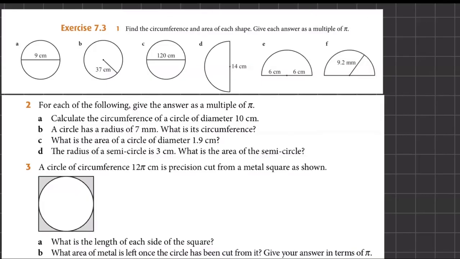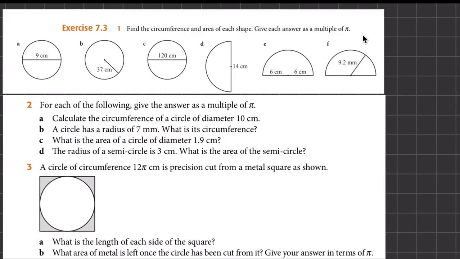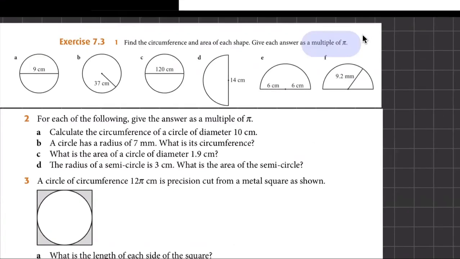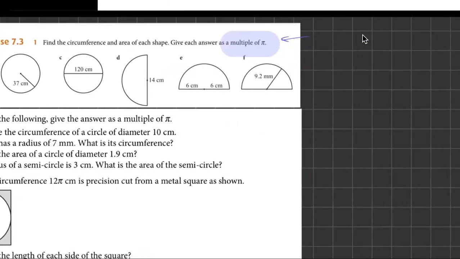Let's do a discussion on 7.3. So 7.3, we have the first one. We need to find the circumference and area of each shape and give your answer as a multiple of pi. Multiple of pi means that we do not expand pi. We don't expand this at all. Do not expand.